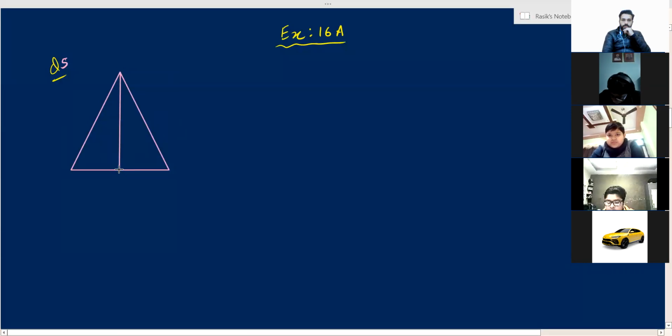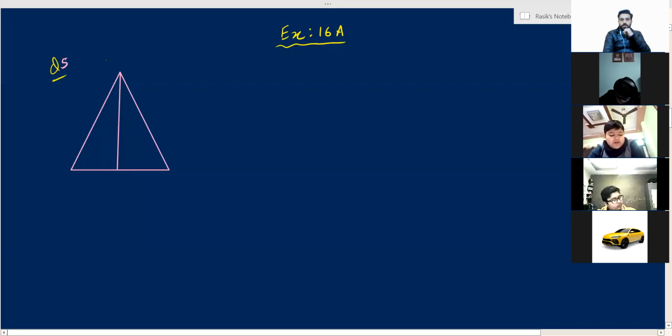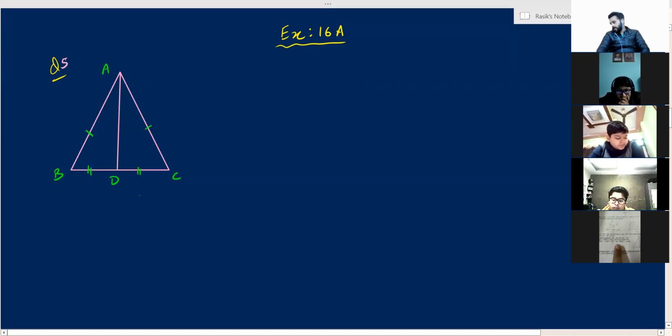So in question number 5, there is only one part in the question. ABC is a triangle in which D is a point on the side BC such that BD is equal to CD. Show that AD... Side AB is also given equal to AC. So two things here in the triangle are given.